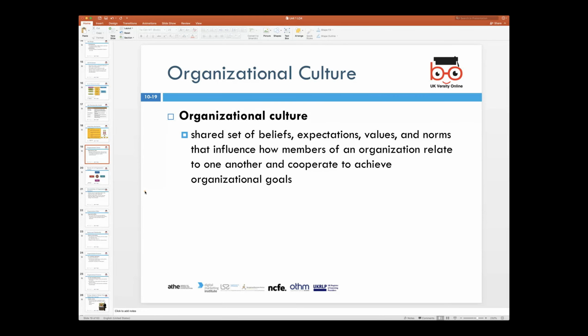So culture is nothing but a set of beliefs, expectations, or values, and these are things which are also sometimes defined in the vision and the mission of the organization, and they influence HR policies, because sometimes you will see that organizations will form policies which are related to the culture of the organization. And I'll give you a simple example here. Google, as an organization, has a very friendly culture towards its employees.